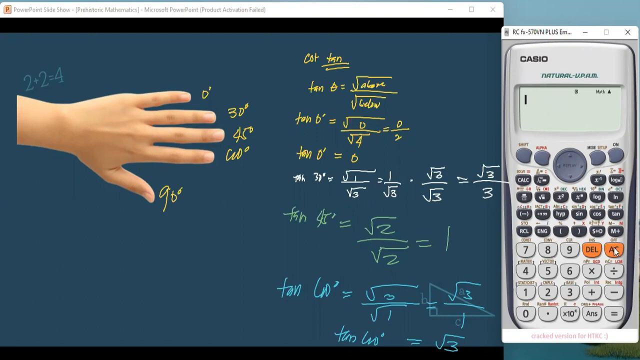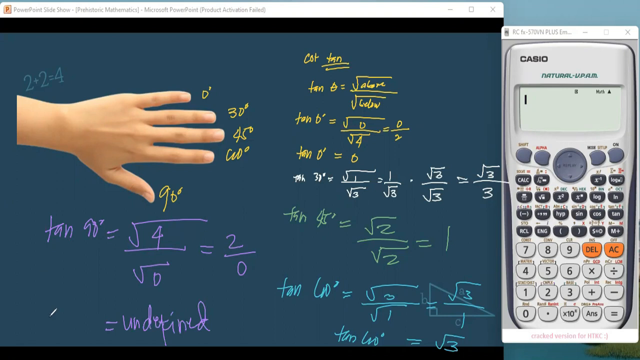So correct po. So for tangent 90, we have here the square root of how many numbers are there above 90? So we have 1, 2, 3, 4. So we have here 4 over how many numbers are there below 90? So there is none. So we have the square root of 4 is equal to 2 and the square root of 0 is 0. So sabi po natin, 2 divided by 0 will always give us undefined. So ibig sabihin, tangent 90 must be equal to math error pag kinalculate natin. So we have tangent 90.